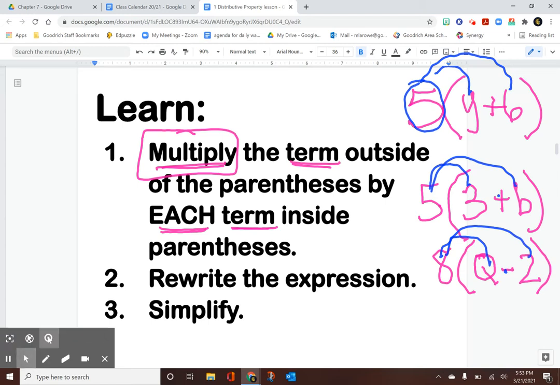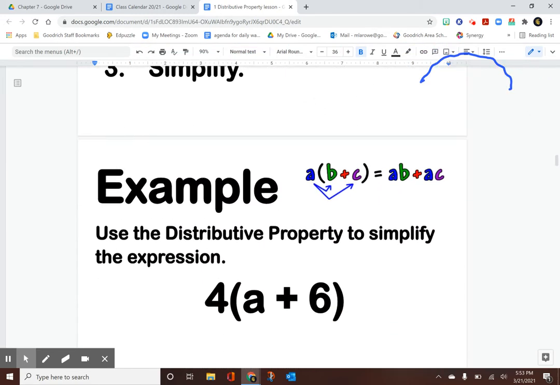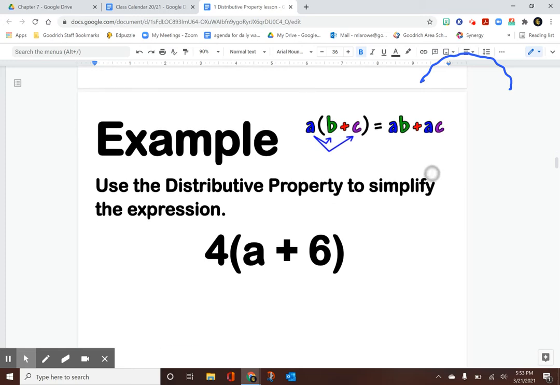And so we're using the distributive property as just a way to make our math problem a little bit simpler looking. It hasn't been solved yet, especially if there's a variable in it. All we're doing is making this idea a little bit simpler.